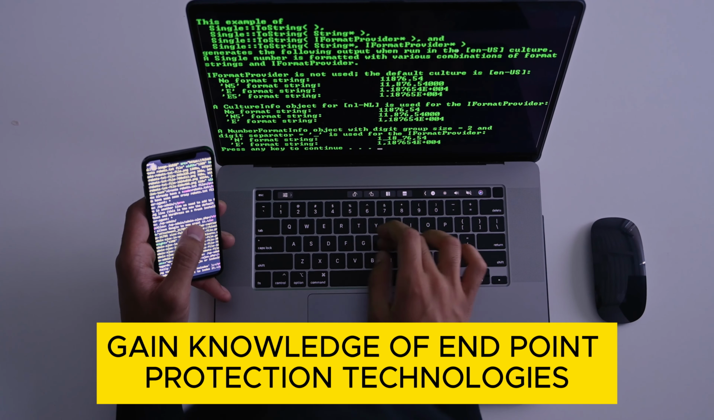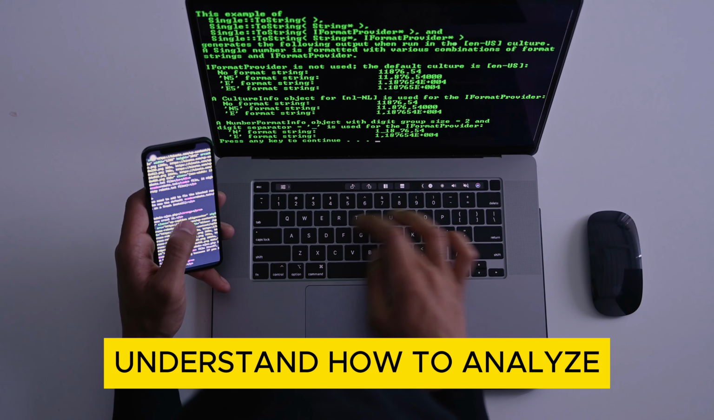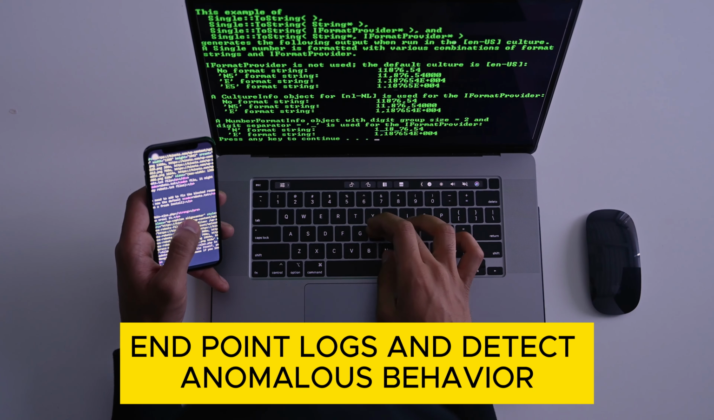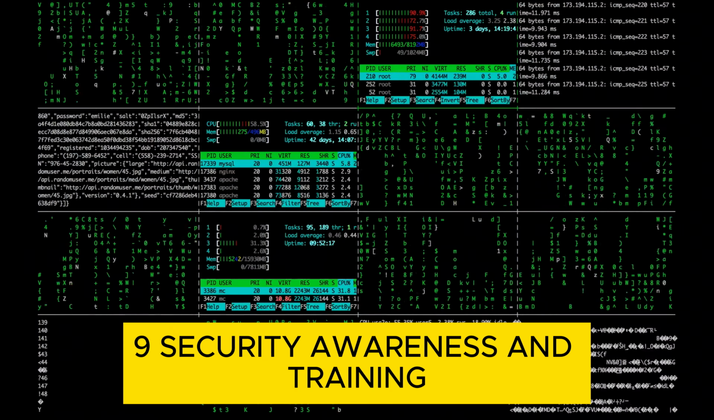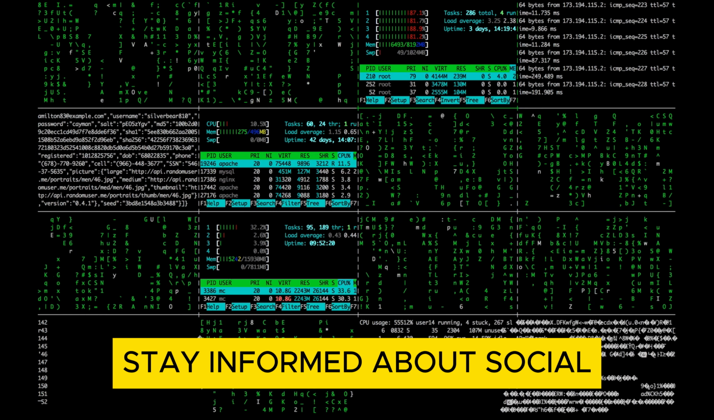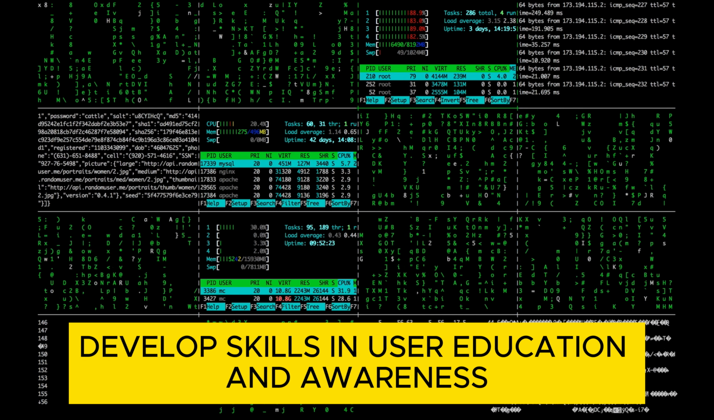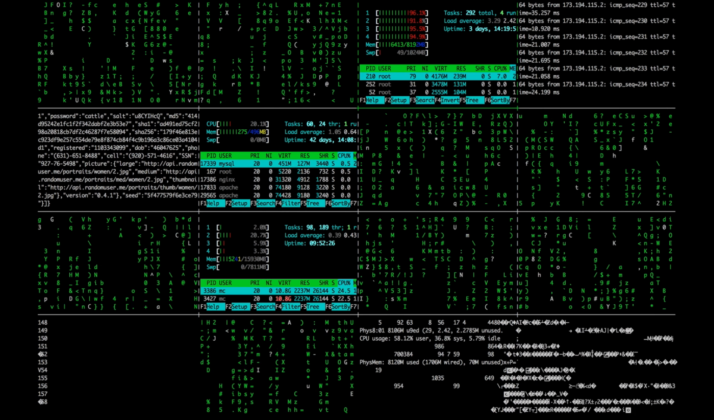8. Endpoint security. Gain knowledge of endpoint protection technologies. Understand how to analyze endpoint logs and detect anomalous behavior. 9. Security awareness and training. Stay informed about social engineering techniques and phishing attacks. Develop skills in user education and awareness.